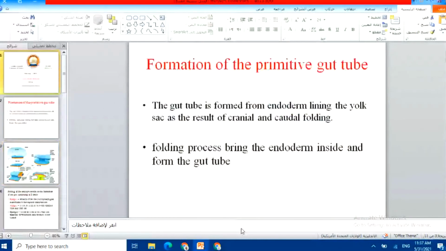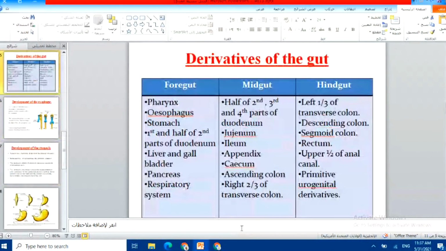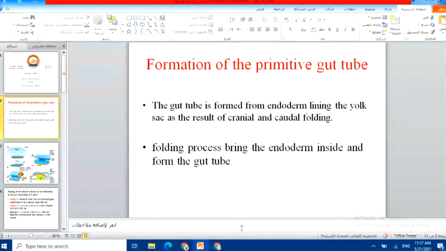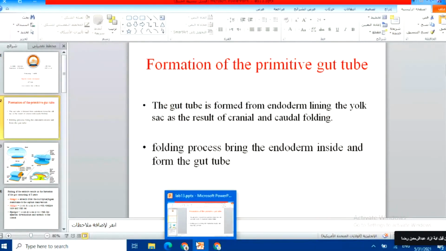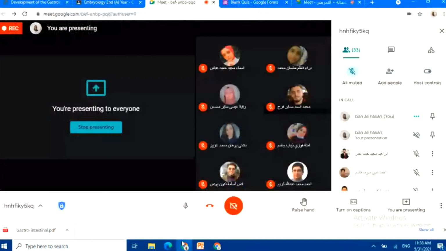Clear. Clear. Okay. So let's review quickly. Look. First, what did we say about the formation of the digestive system development?